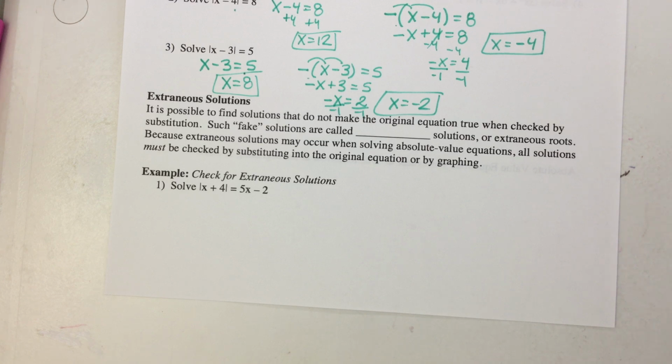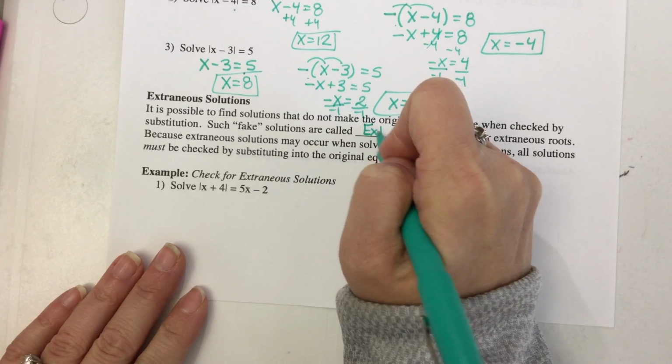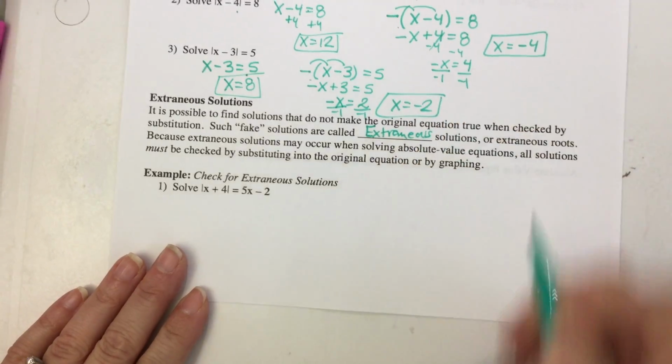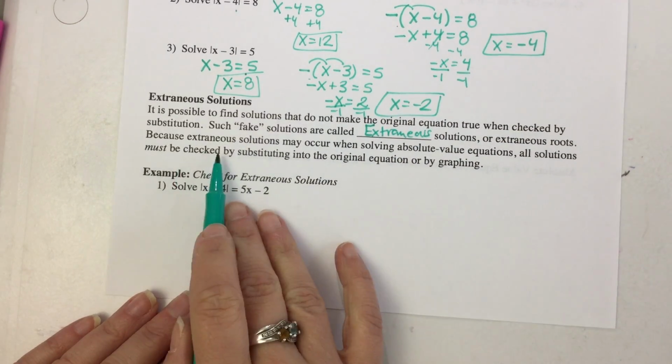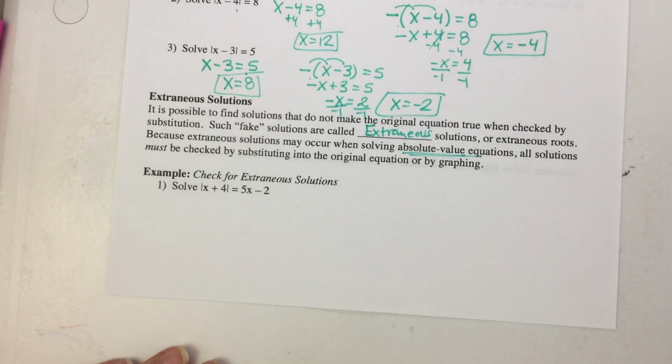Well, there are times where we might mathematically do everything correct. You did not make a mistake. You found a solution, but when you put it back in, it doesn't work. So what we have to do is eliminate that solution from our solution set. Such fake solutions are called extraneous solutions, because extraneous solutions may occur when you solve absolute value equations.